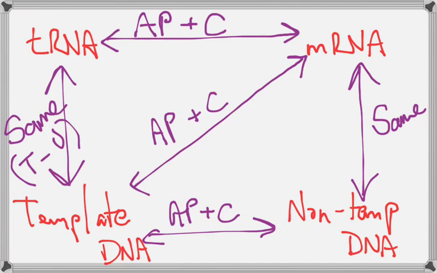But RNA polymerase reads the DNA from 3 to 5, but it makes it from 5 to 3. Exactly. It makes the mRNA in the 5 to 3.